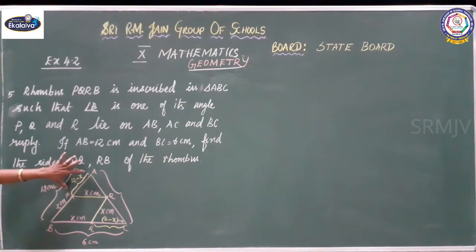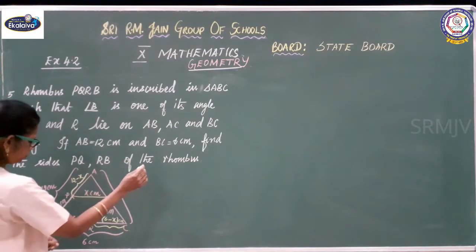So, what is the position of AP? AP is 12 minus x. The total distance BC is 6 centimeter. BR is x centimeter. That means what is the position of RC? RC is 6 minus x centimeter. Now, PQ parallel to BC. PQ parallel to BC. Right?